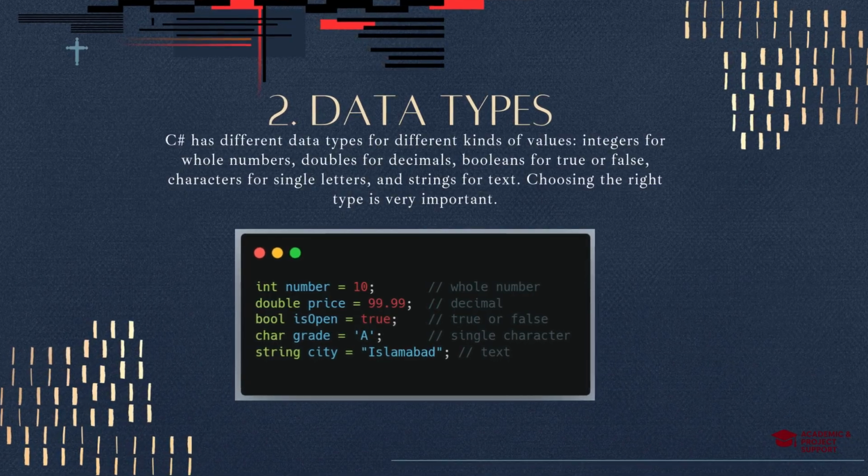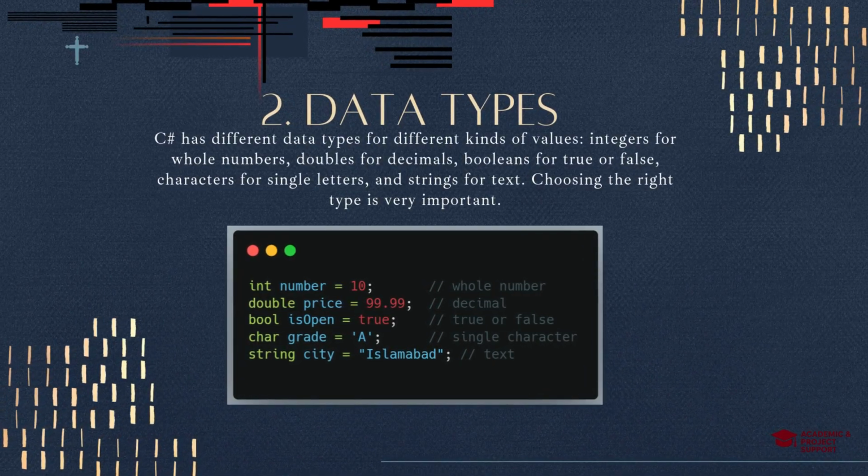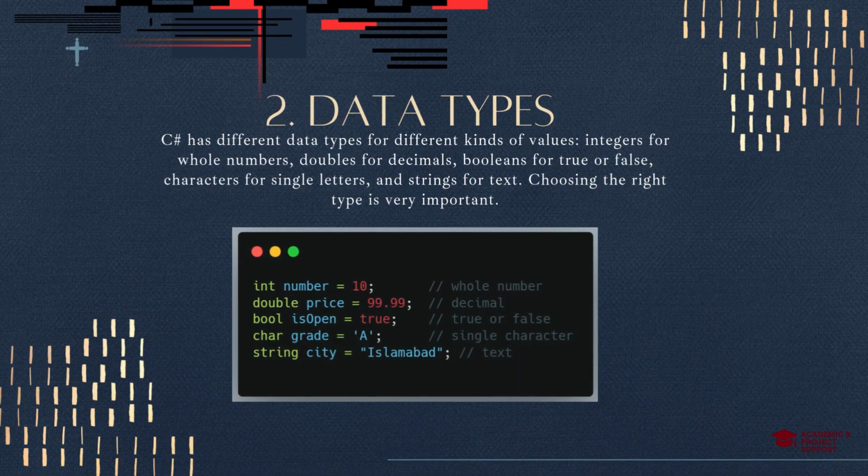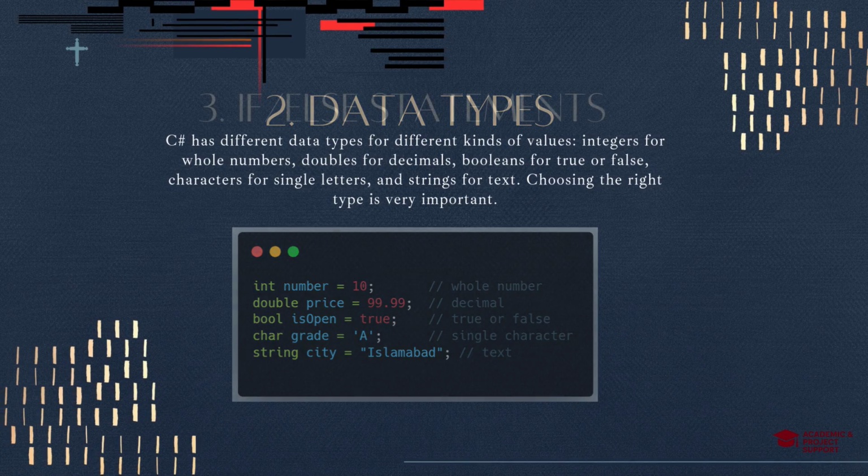Second, data types. C# has different data types for different kinds of values. Integers for whole numbers, doubles for decimals, booleans for true or false, characters for single letters, and strings for text. Choosing the right type is very important.